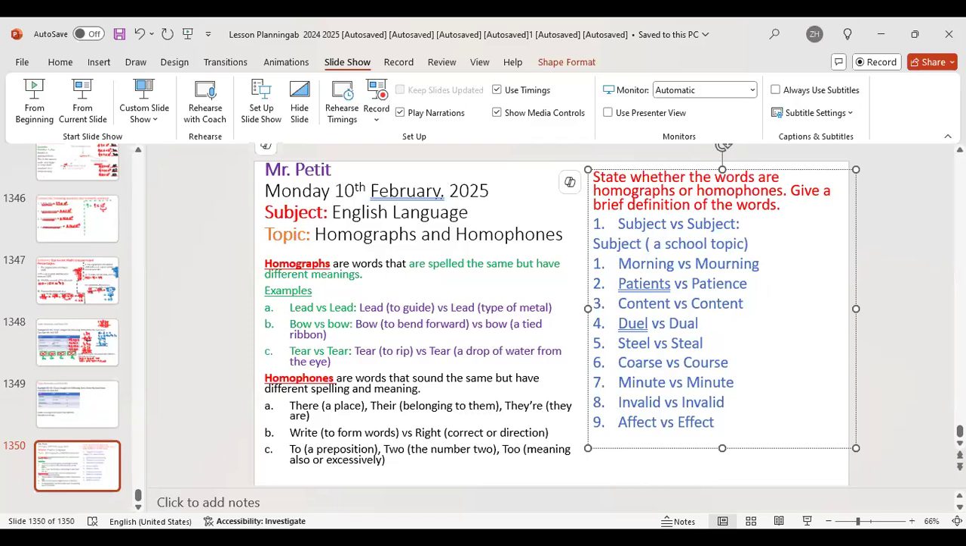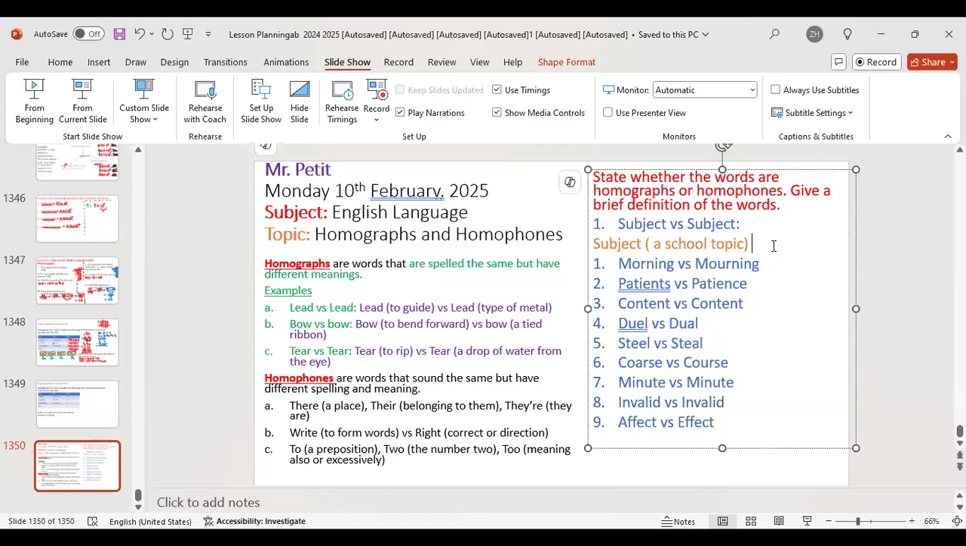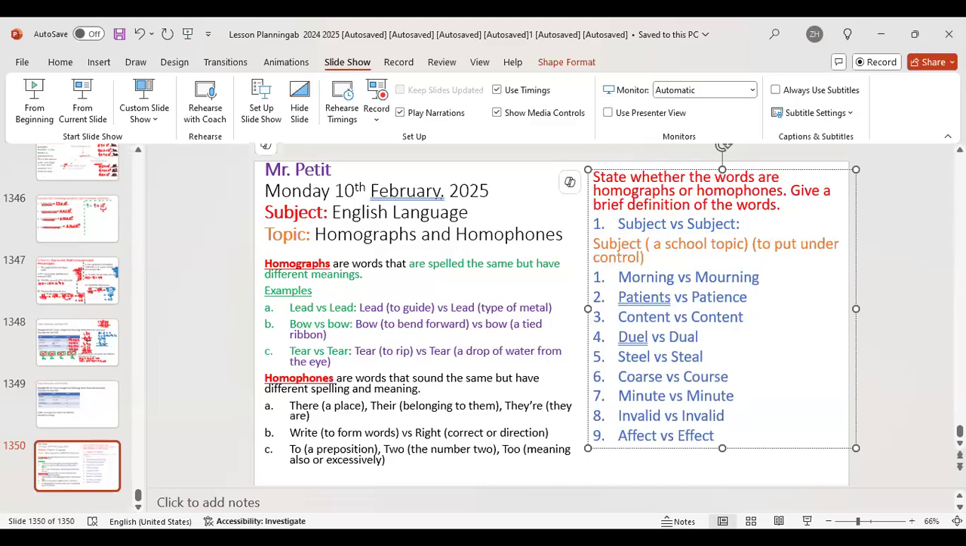Yeah, very good. The next subject is to make someone do something, like to put under control. Forcing someone to do something. Or you could say, we got 10 subjects to test a new drug. Yes. Right. So subject means when they put you under control.